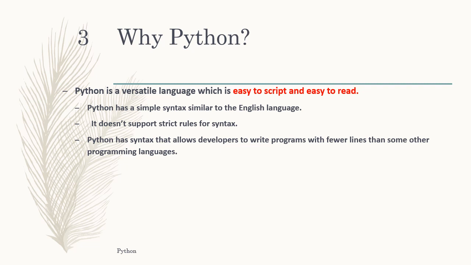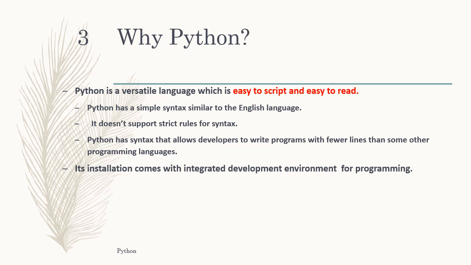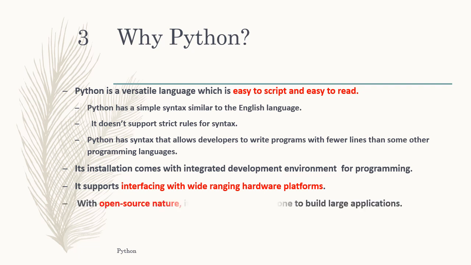Why Python? Python is a versatile language which is easy to script and easy to read. Python has simple syntax similar to the English language. It doesn't enforce strict rules for syntax. Python has syntax that allows developers to write programs with fewer lines than some other programming languages. Its installation comes with an integrated development environment for programming. It supports interfacing with wide-ranging hardware platforms.